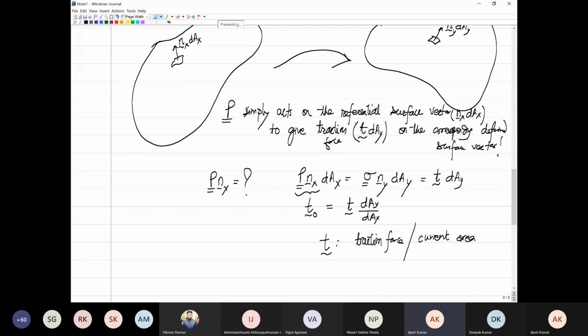Whereas this T naught is then the same traction force. That means when you cut a section in the current configuration, then on the section you have some force due to traction. And that force, if you divide by the corresponding undeformed area, that gives you T naught. So that's the meaning of T naught, like Swam has also written, traction force per unit referential area. So P times n_x is giving you that T naught.